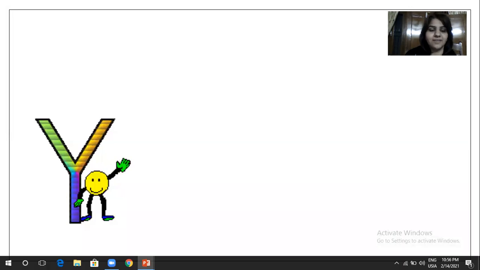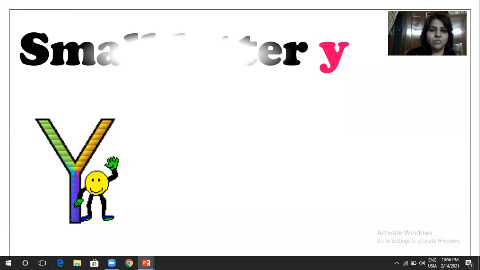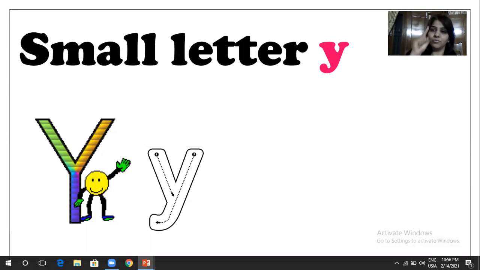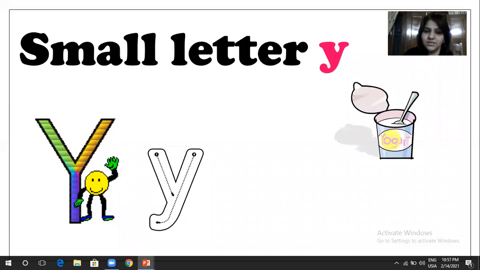So today's letters are Y and Z. First, we are going to say small letter Y. It's going to be easy. Let's do the writing first. Slanting line, small, big, slant line. Y. Y is for yogurt, Y is for yellow color.